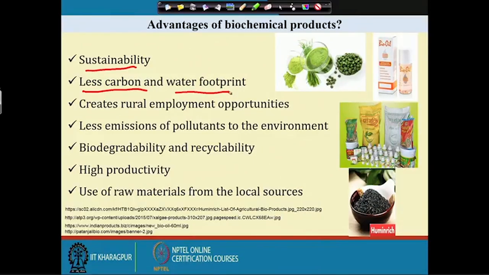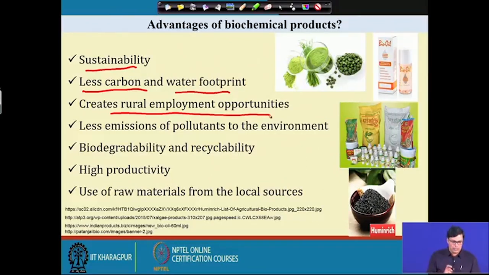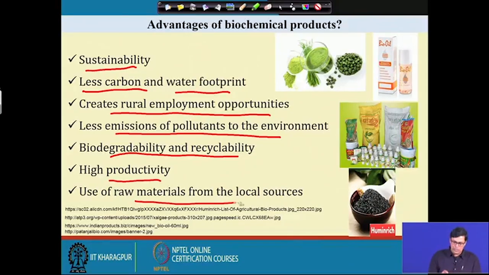Creating rural employment opportunity is very important, the reason being that this can be used for smaller scale and bigger scale applications. Less emission of pollution to the environment is also very important, because the pollutants coming out should be as low as possible. Biodegradability and recyclability are very important. I can give the example of plastics. Plastic is not biodegradable, but if you use bioplastics, the biopolymer, this can be easily biodegradable, so it will save our environment. And high productivity and raw materials from local sources are also very important, because if they are available from local sources, then we can use them very easily.